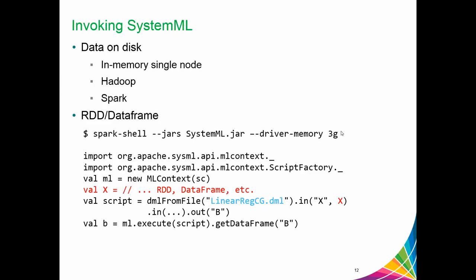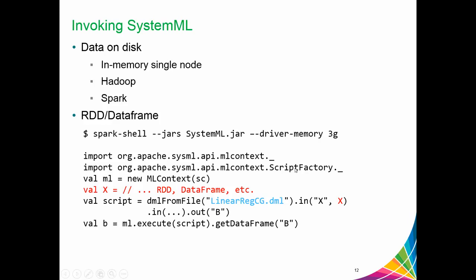ML context API allows the users to register RDDs and data frames as input and output variables of a DML script. This enables SystemML to seamlessly integrate into an entire Spark ecosystem. An ML context object can be created by passing its constructor a reference of Spark context or Spark session.